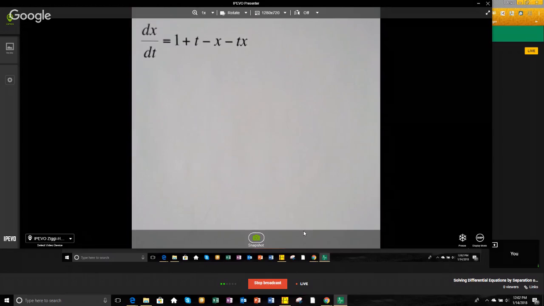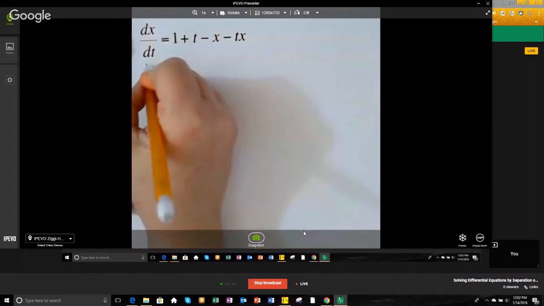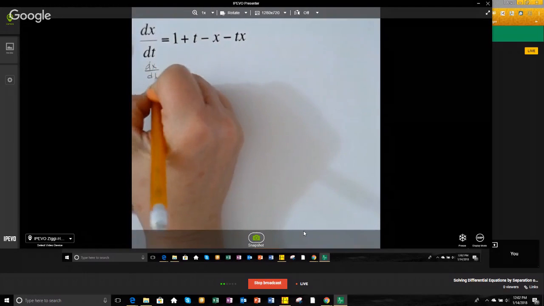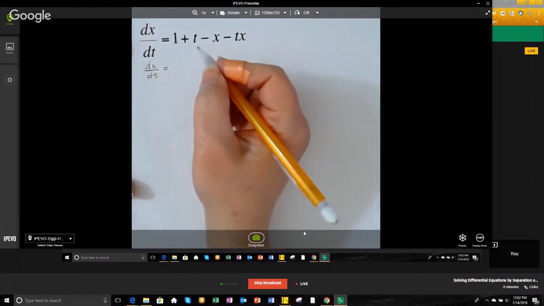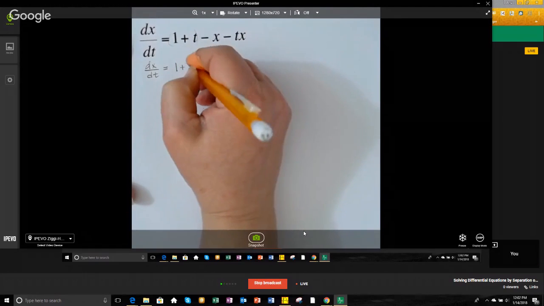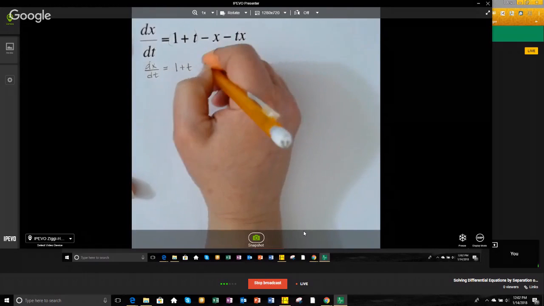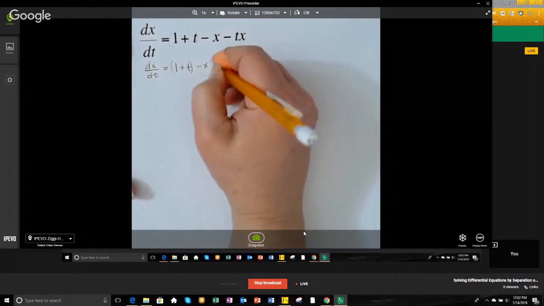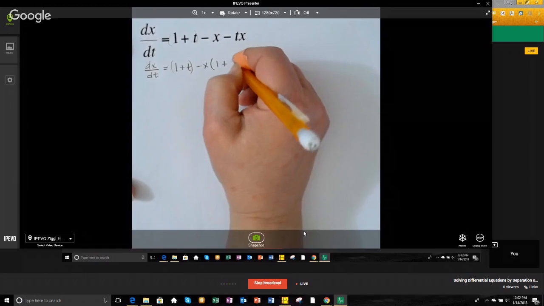All right, amping it up one more time. Sometimes you don't have factors and you have to create them somehow. And so to create them here, anybody got any ideas? Oh yeah, I hear somebody in the back saying factor by grouping. All right, so we're going to factor the right side by grouping, because then we'll have factors on the right. And I'm going to select the factors as 1 plus t, and then I'm going to factor out a negative x out of here. And then we're left with 1 plus t.